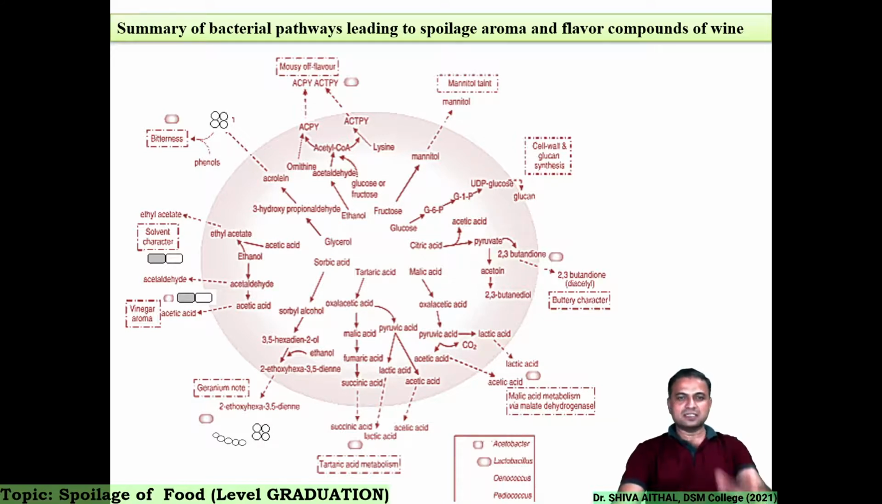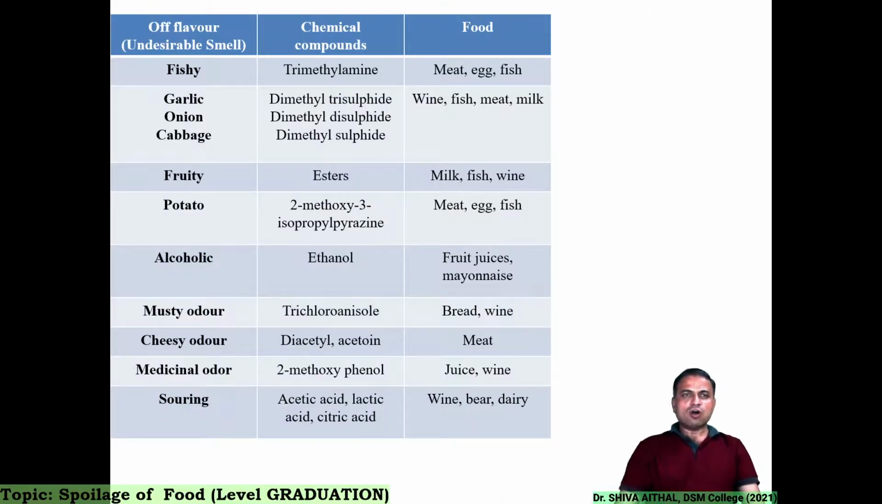You can pause it and see the pathways. This off flavor or undesirable smell, all these are the types of spoilage, the responsible bacteria or the chemicals, and in which food it takes place. Fishy smell, trimethylamine, meat, egg and fish. In garlic, onion and cabbage, there is sulfide. Sulfur is there. Dimethyl sulfide, dimethyl trisulfide, and it is present as a component of wine, fish, milk, etc. And in this, the H2S production gives rise to a bad pungent smell.